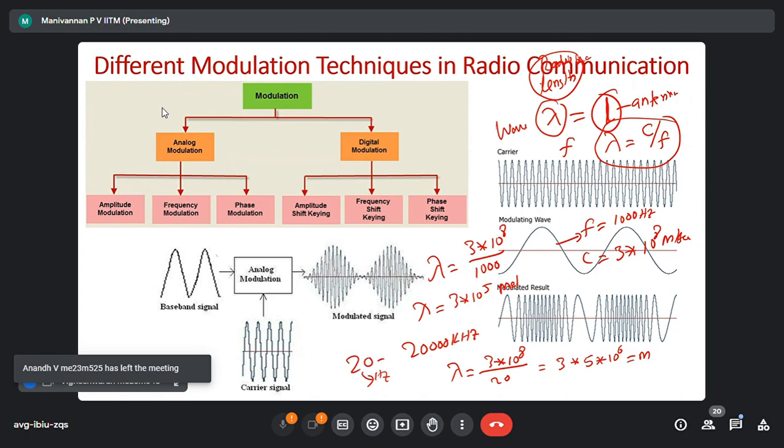Sir, but we'll have to consider the speed of sound in our medium, right? We are talking about a radio signal. Are you transmitting a radio signal? No, since you said 20 to 20,000 hertz. Ah, okay.